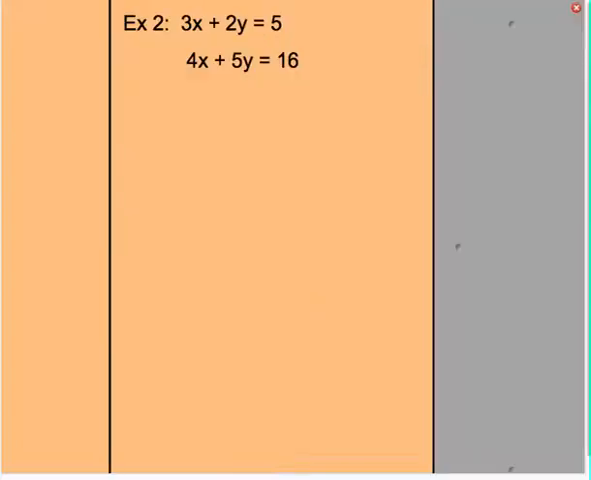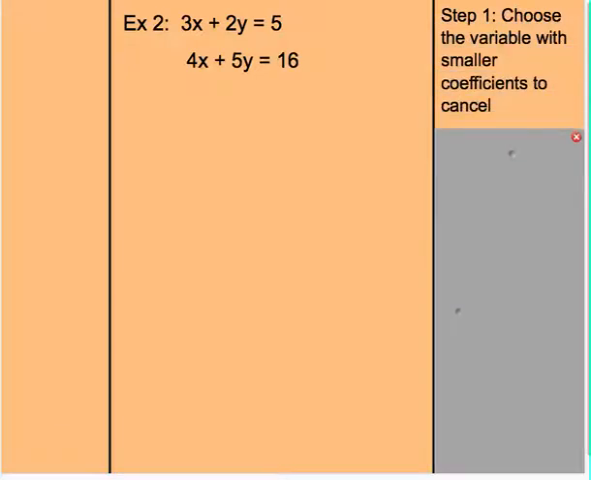Let's take a look at one more. This time when I look at my variables, all of the numbers are relatively small, 3 and 4 and 2 and 5. So I can really choose any variable I want to cancel. Another thing to look for is if your variables already have opposite signs, that would be a good variable to choose as well. But in this case, all my variables are positive. So I'm going to go ahead and work with my y's this time.